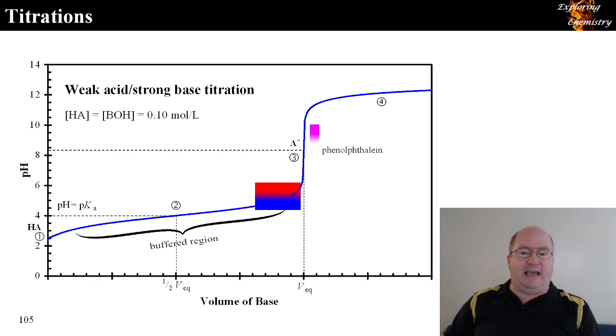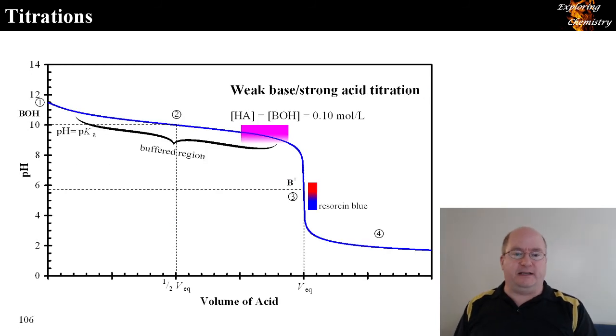We can see this again when we do a weak base with a strong acid titration. Again, the initial pH isn't 13. It's something less than 13 because it's only partially dissociated. Region 2 is a buffered region. Again, at the half equivalence point, the pH equals the pKa. Region 3 is the equivalence point, and now, because the conjugate acid is weak, you have a slightly acidic solution.